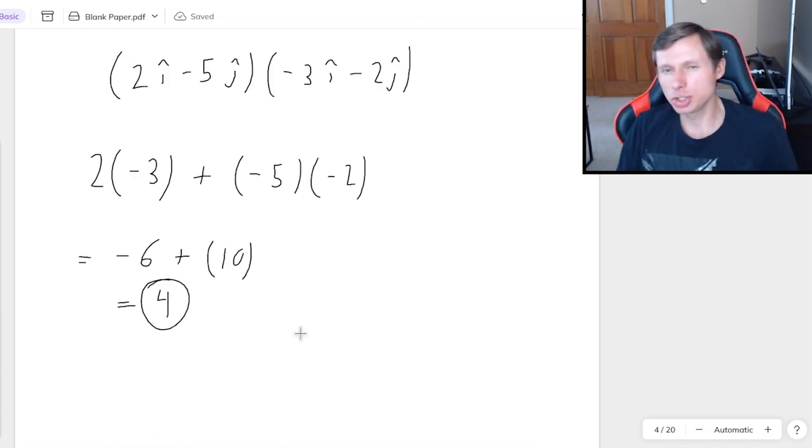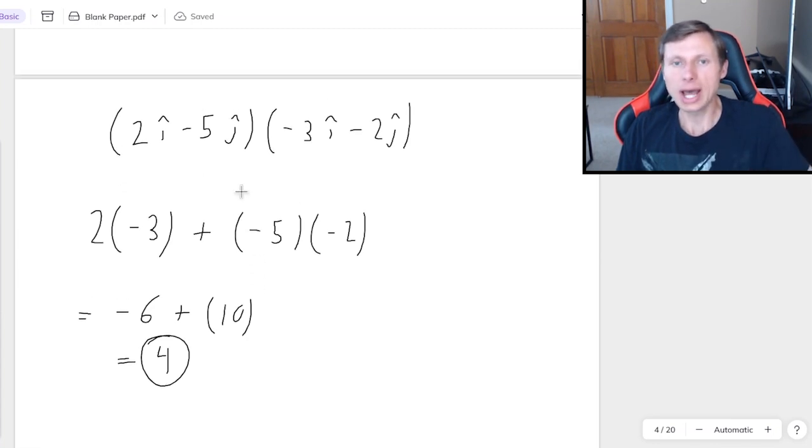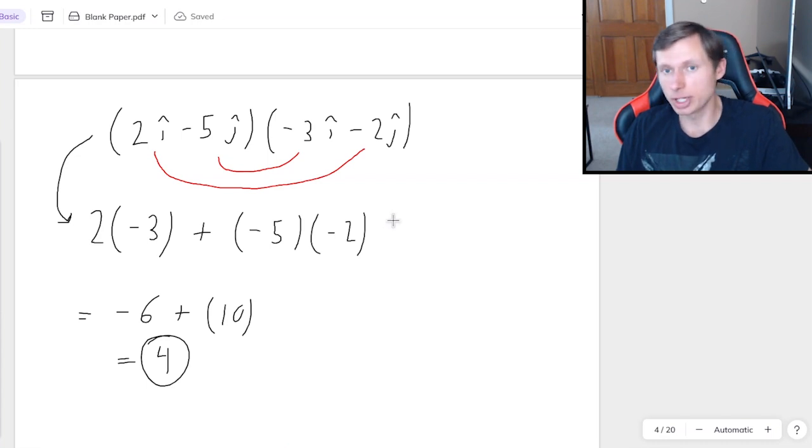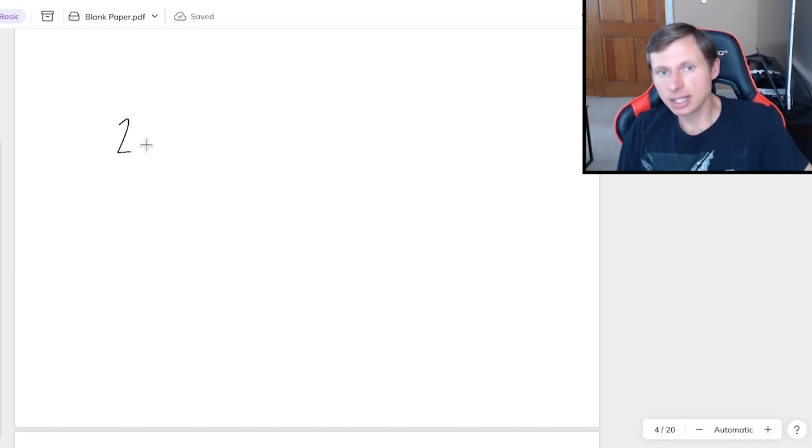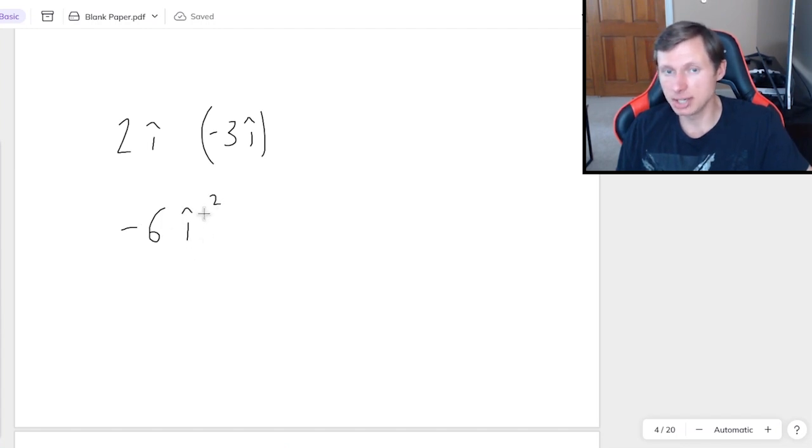And so basically 2 questions you should have from this is, number 1, what happened to the i hats and the j hats when I moved from this step to this step? And number 2, why didn't I do the O and I in the FOIL? In other words, why didn't I do 2i times negative 2j, and why didn't I do negative 5j times negative 3i? The short answer is you never do those two, but the reason why, and also the reason why the i hats and the j hats are gone, is because of this. Technically what you're doing when you have 2 i hat times negative 3 i hat, and you're multiplying these, it will be negative 6 i hat squared, just the i hat squared.